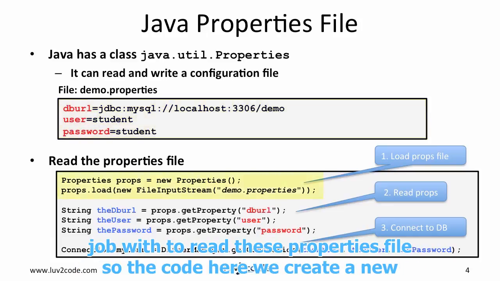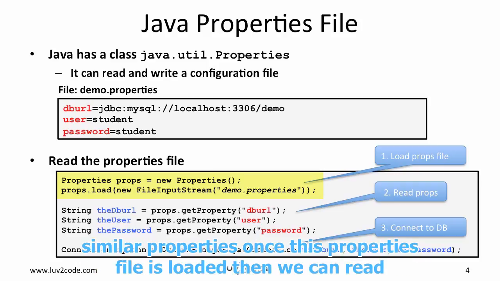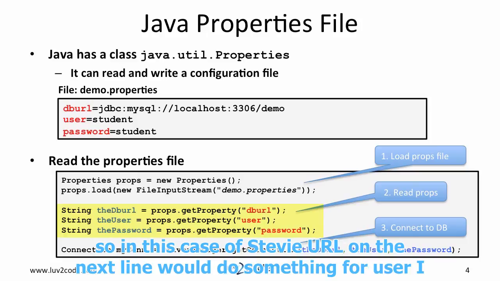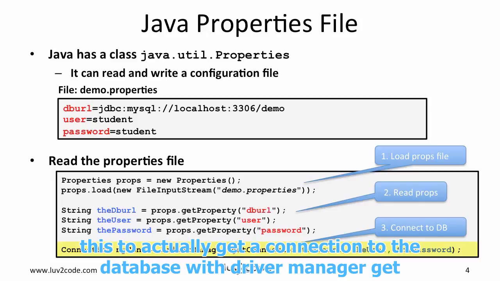You can use Java to read this properties file. So in the code here, we create a new properties object. Then we load the properties with information from a file, demo.properties. Once this properties file is loaded, then we can read properties. So I can say props.getProperty, and I give that actual property name. So in this case, it's DBURL. On the next line, we do a similar thing for user ID, and then finally for password. Now that I have these as variables, I can use them to actually get a connection to the database with the DriverManager getConnection.